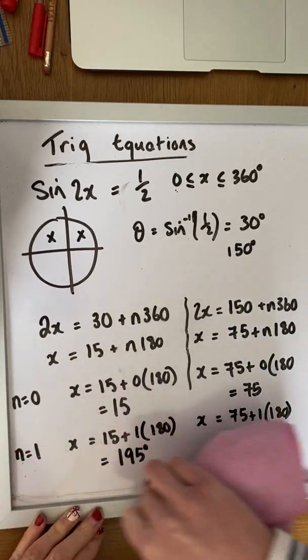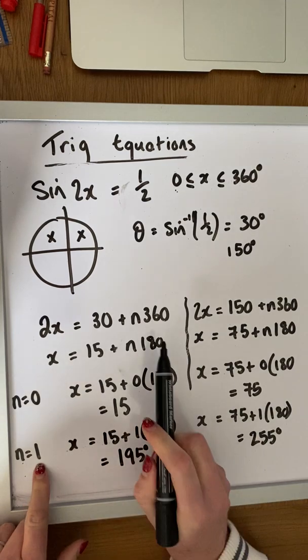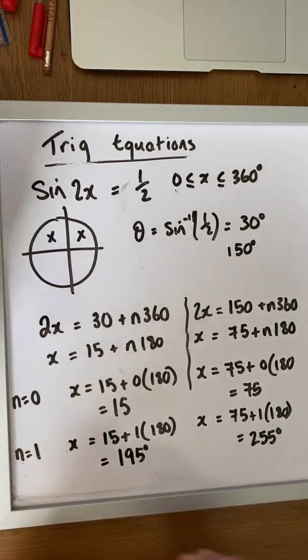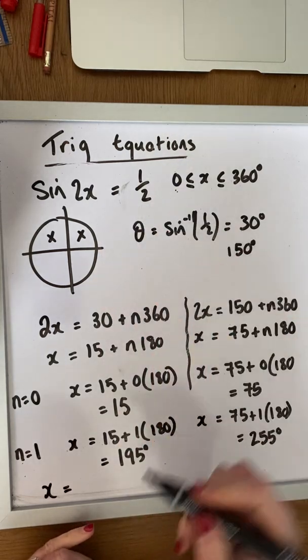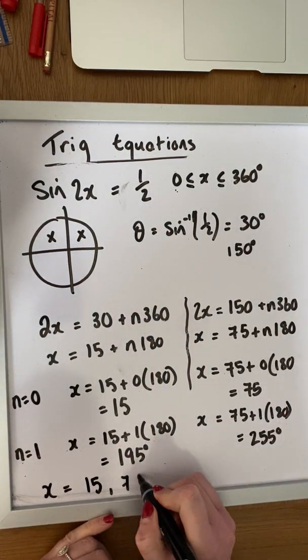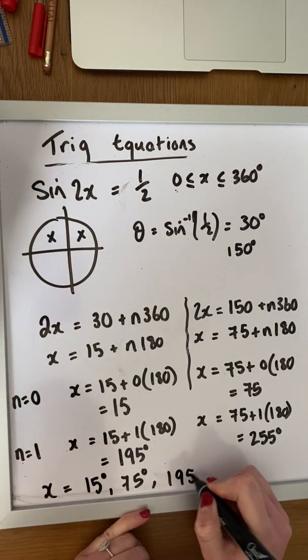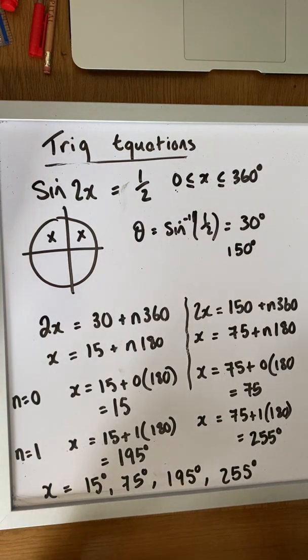A bit of a shortcut for you. The final n value will always be 1 less than the number in front of the x in the original equation. So our possible answers for our trigonometric equation are that x could be 15 degrees, 75 degrees, 195 degrees, or 255 degrees. So that's how we deal with the more difficult versions of the trig equations.